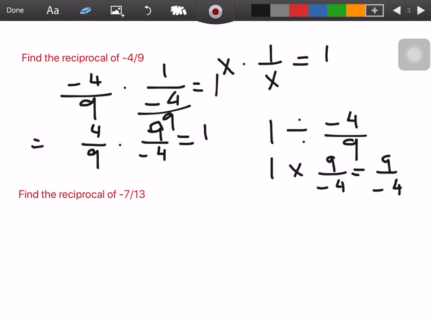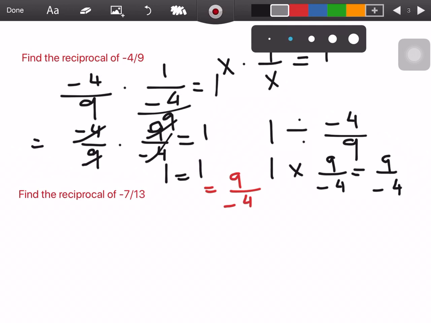I'll do this better for you. Negative 4 over 9 times 9 over negative 4. As a result, these two fractions cancel out, because the 9 and 9 cancel out, and the negative 4 and negative 4 cancel out. And as a result, 1 is equal to 1. We can conclude that 9 over negative 4 is the reciprocal of negative 4 over 9. So your answer is 9 over negative 4.